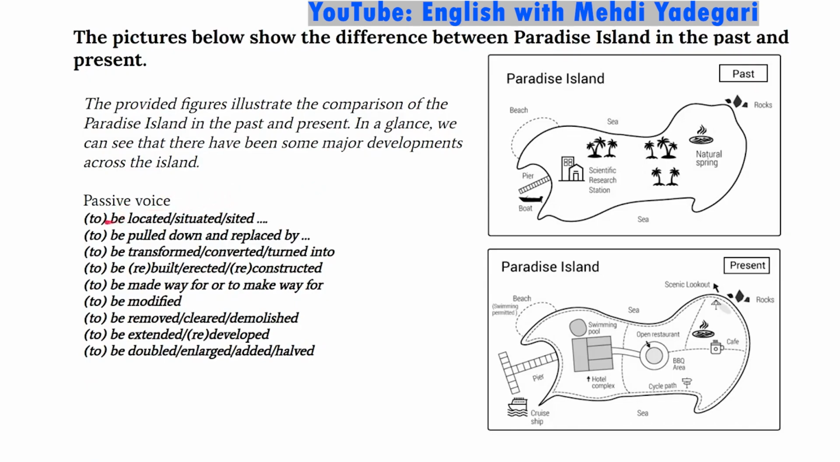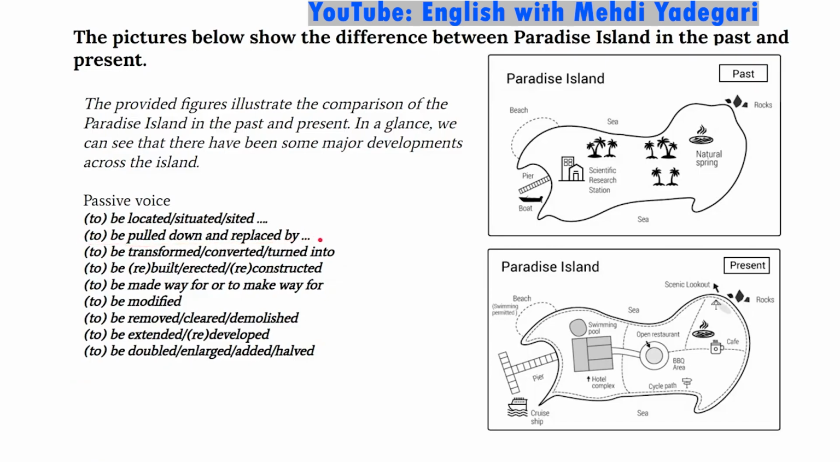So we have here to be located, situated, sited. You can use this to talk about where things are located. For example, you say that the hotel complex or the scientific research station used to be located to the west of the island. Situated, sited, to be pulled down and replaced by.